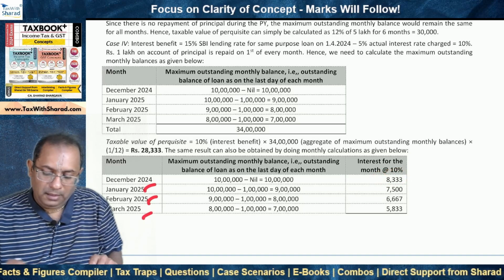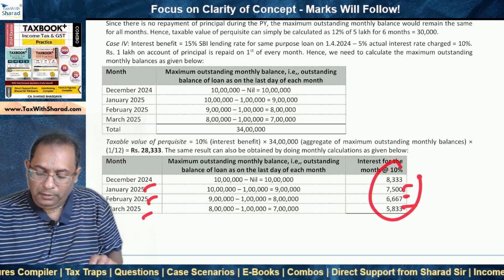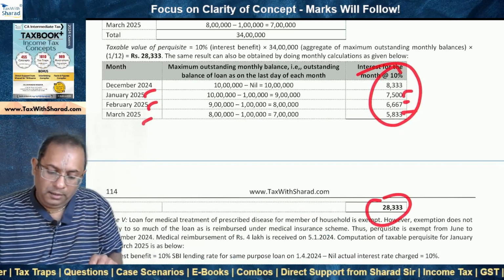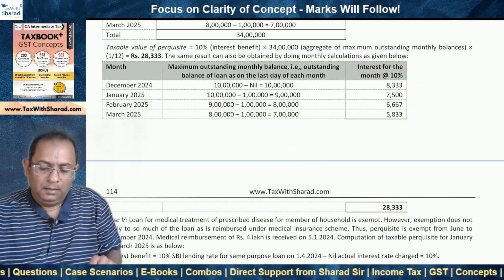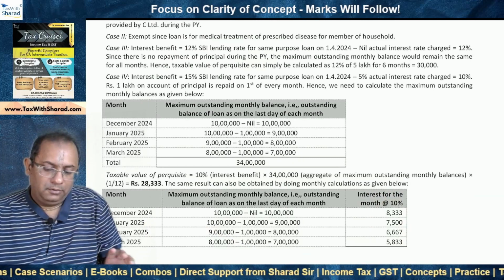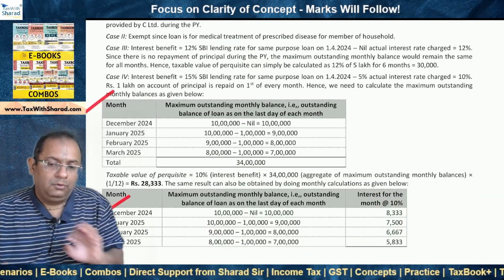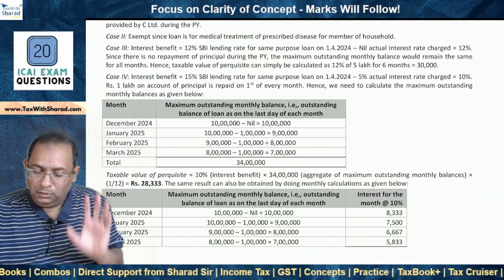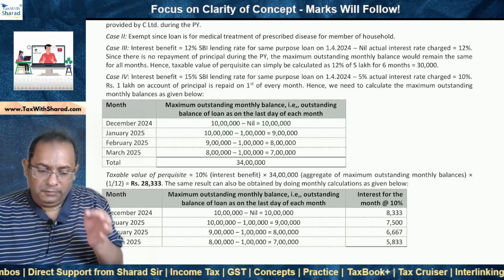Similarly, for January, February, March, it will be this. And when we total all of this, it will come to the same 28333. So whichever way you are comfortable. Okay. This is method 1. This is method 2. You will get full marks in both the methods. There is no difference whatsoever. Result will remain the same.